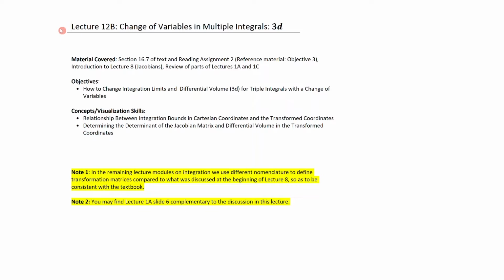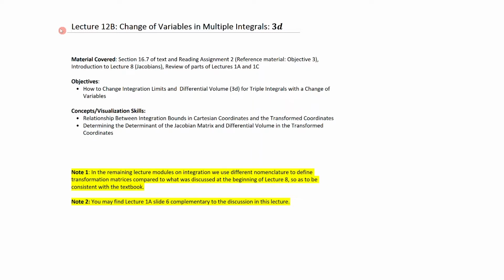And reading assignment 2, particular reference material would be Objective 3, the introduction to Lecture 8 on Jacobians, and a review of parts of Lectures 1a and 1c. Again, reading assignment 2 is not obligatory, but some of the material is taken out of this because it might help you understand how we get these relationships, whereas the book basically just states them and provides no derivations.